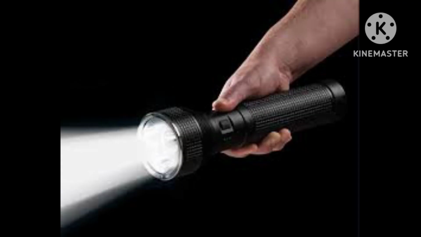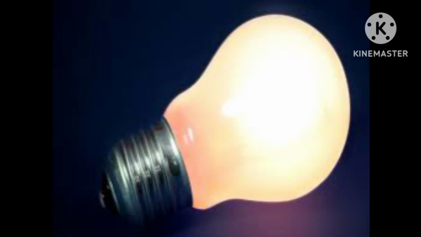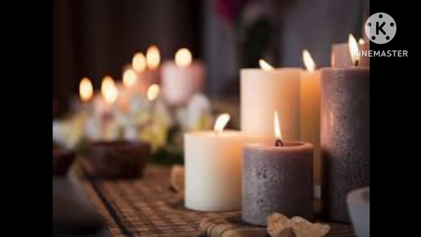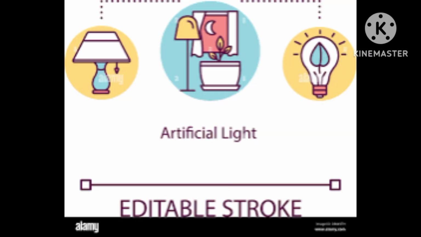Let us study about the artificial sources of light. Objects that are made by man and produce light artificially are known as artificial sources of light. We use these sources of light when there is no natural source of light. For example, torchlight, electrical bulb, candles, LED light, etc. These artificial sources of light require an energy source such as electricity or batteries to emit light.